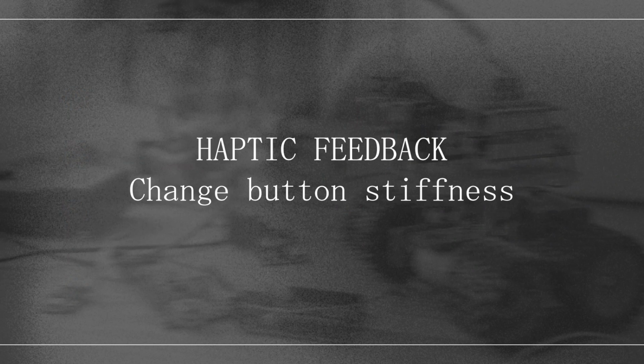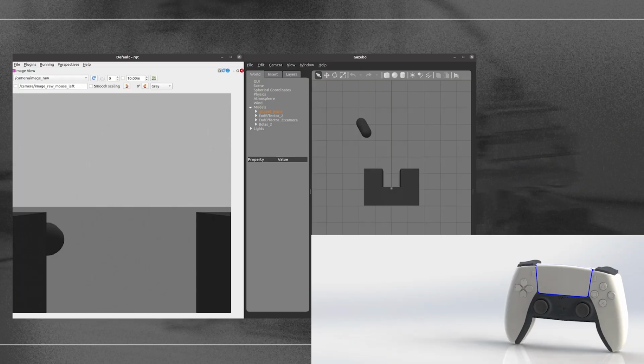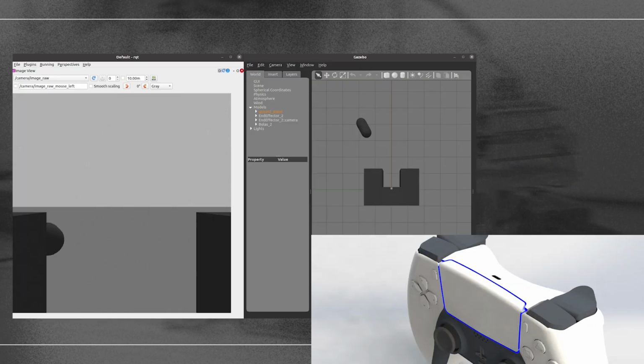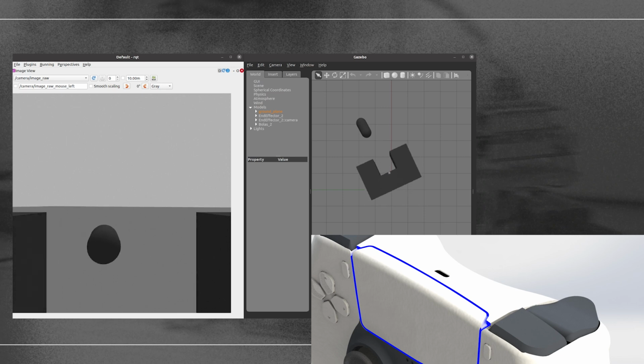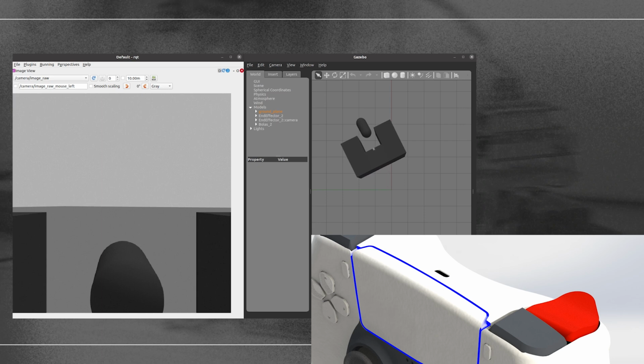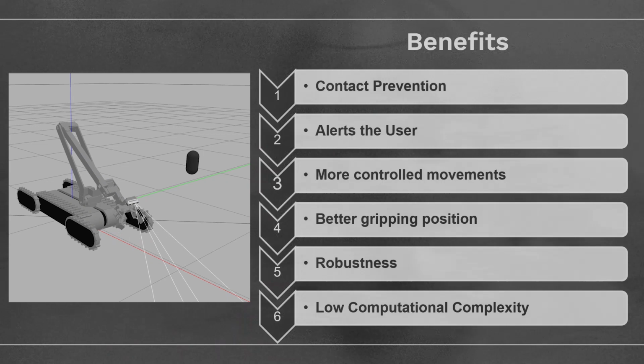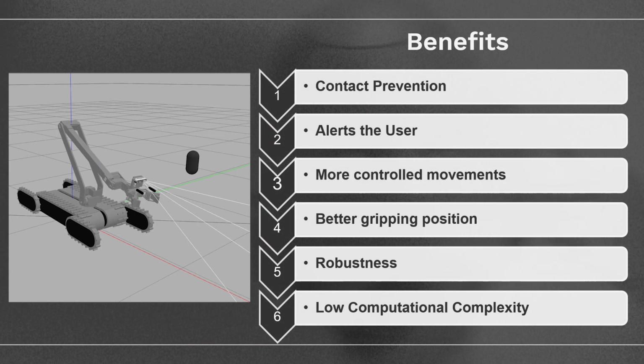To generate the change of stiffness as haptic feedback, a PS5 DualSense controller is used. With its adaptive triggers, the stiffness is programmable based on the discussed parameters, providing an interaction similar to the one displayed. The system effectively prevents potential contact by alerting the user, allowing for informed decisions during interaction.